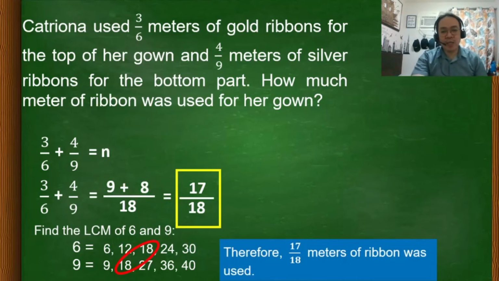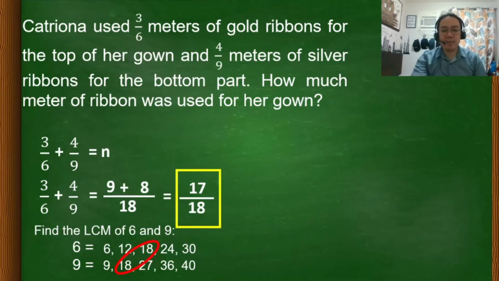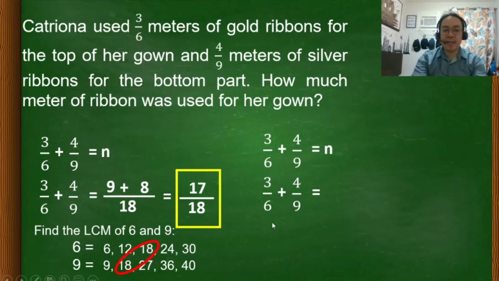Okay, so we can also do it this way. Yung kanina, dissimilar siya, di ba? So, gagawin natin, i-multiply lang natin. 6 times 9, that will be 54. Then, cross-multiply. 3 times 9 is 27. 4 times 6 is 24. Okay, equals. Add the new numerator. 27 plus 24, that will be 51. And then, this will be 54.